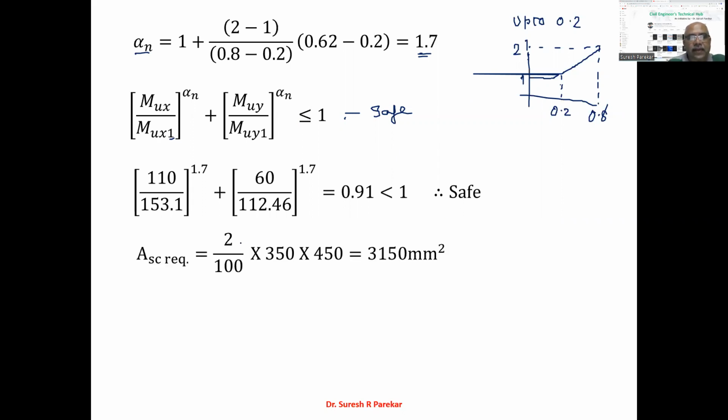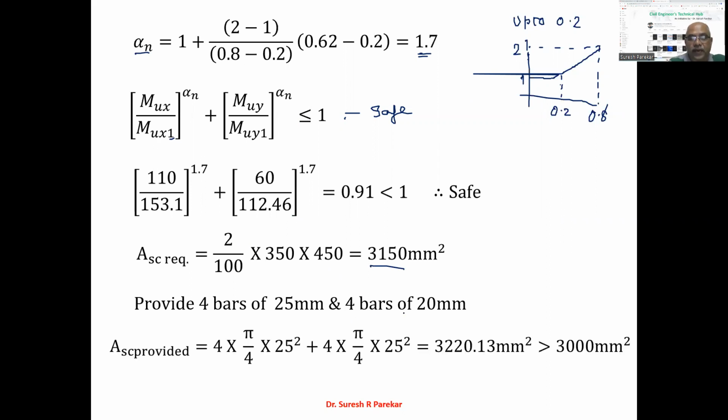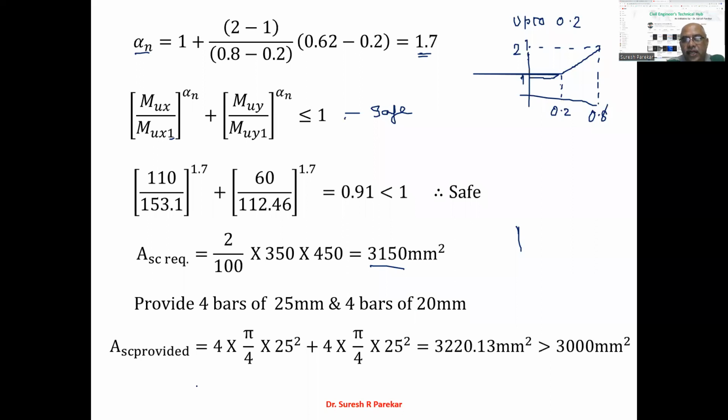So we have ASC required, 2% of this, which comes to 3105 millimeters square. So we will provide 4 bars of 25 and 4 bars of 20. I already mentioned I have to see the combination, but this will be 4, 4. So we have equal steel on all faces, the same steel on all faces. From this, I get the value of ASC provided: 3220.13, which is greater than 3150. Actually, this is not 3000; this value we have is 3150 millimeters square.